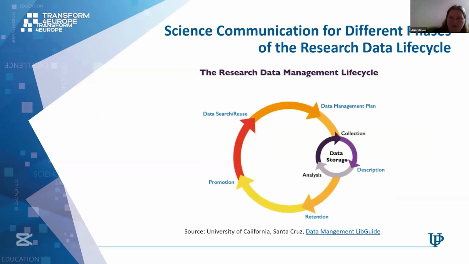Now, when we talk about science communication in different phases of the research data life cycle, when I'm talking about research data sharing, I do it through this research data life cycle. Today I will be talking about the importance of science communication in different phases. The research data life cycle starts with the search for data reuse. In this phase, as researchers, we are not producing anything yet. We are just searching for other studies.